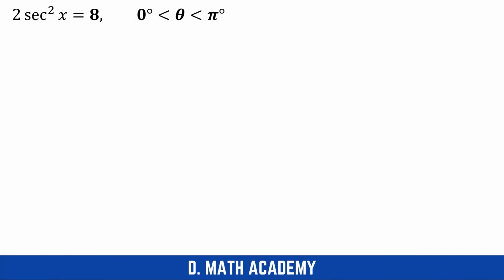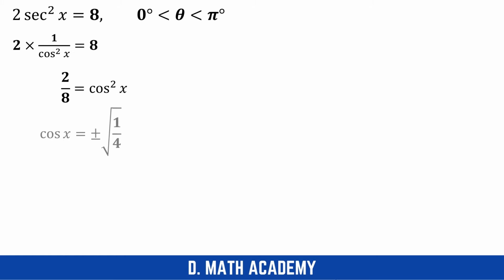Moving on to an example: 2 sec square x equals 8. First thing I did was change the sec square x into something else because sec cannot be keyed into your calculator. So I changed it into 1 over cosine square x, multiplied by 2, equals 8. Get rid of the 2 here and you get 2 over 8 equals cosine square x. After simplification, 2 over 8 is 1 over 4.